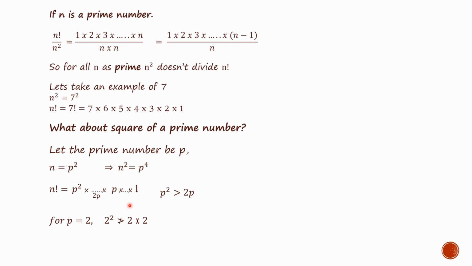Let's take an example. If p is 3 and p squared becomes 9, we have 9 as p squared and 3 as p. And we will definitely have 2p, that is 6, between 3 and 9. Here 9 will contain 2 threes, 6 will contain one 3 and p is already 3. So there are a total of 4 threes present in n factorial. That means n factorial will be divisible by n squared. So we have our answer. For all n as a prime number and n as 4, n squared does not divide n factorial. I hope you like this video.